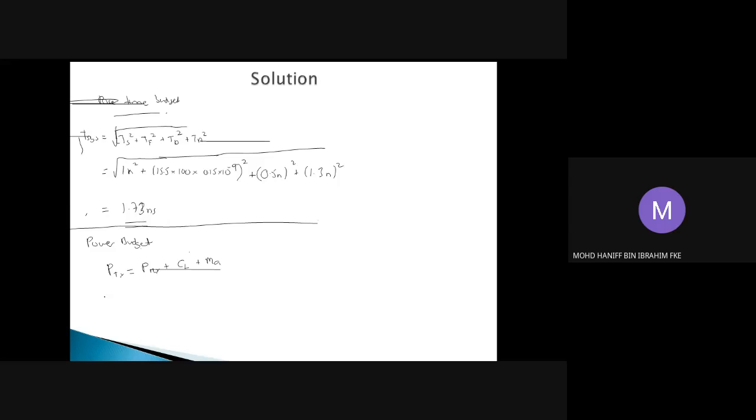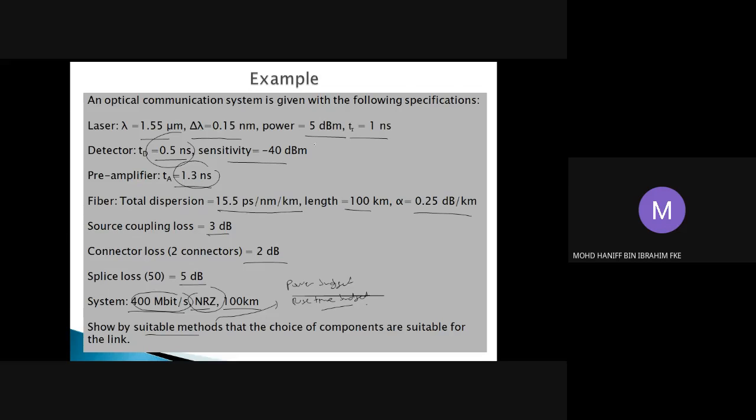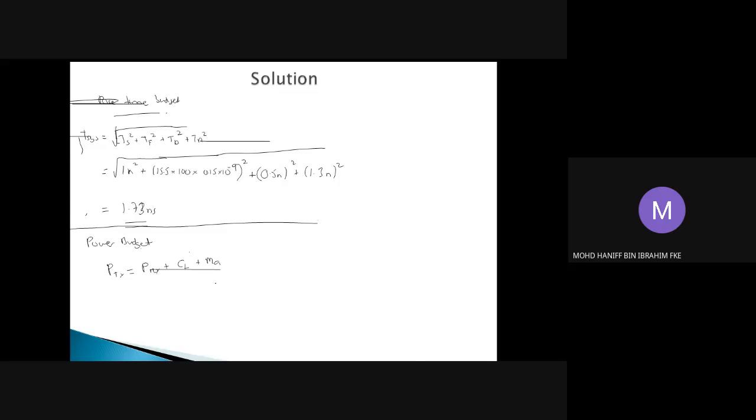Basically, if we base on the previous slide here, we have that for the laser, the PTX is 5 dBm. The PRX, which is the receiver sensitivity, is negative 40 dBm. The fiber attenuation is 0.25 dB per kilometer. The connector loss is 2 dB. The source coupling loss is 3 dB, and the splice loss is 5 dB. And the length is 500 kilometers. So we're going to use this all together. Basically from here, the power transmit will be 5 dBm.